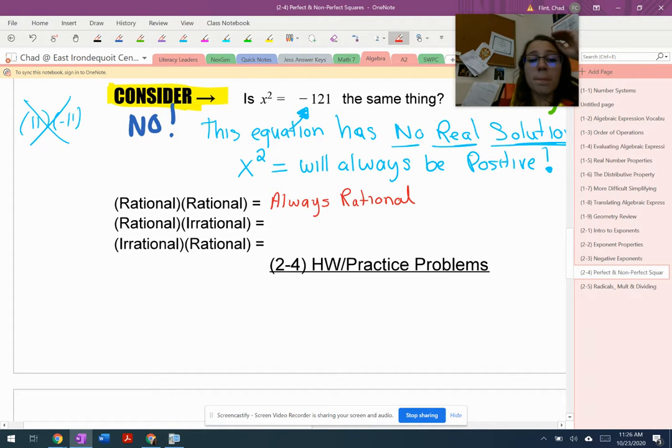Always. Now, if I have an irrational being multiplied by a rational, so a fraction being multiplied by a never-ending and non-repeating decimal, that is always going to leave me with an irrational number.